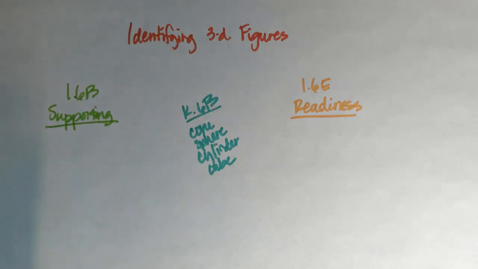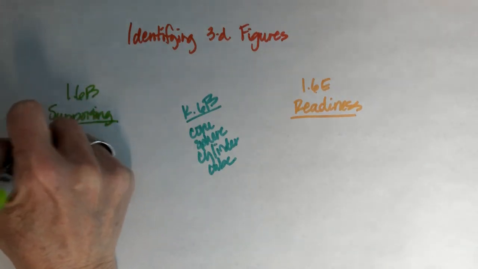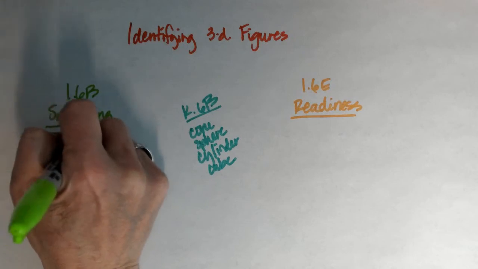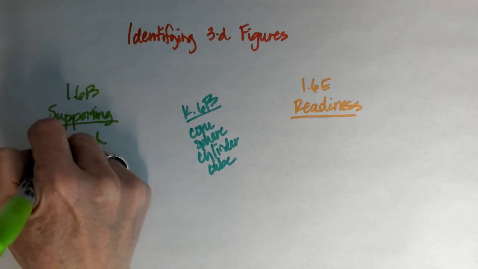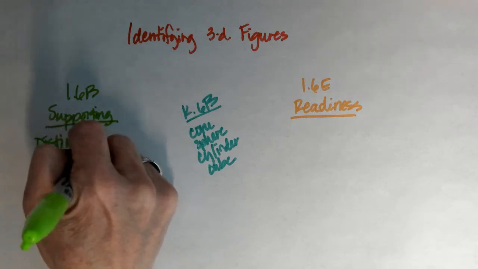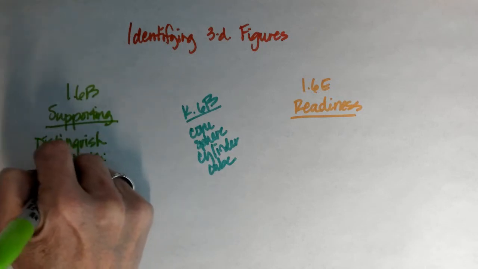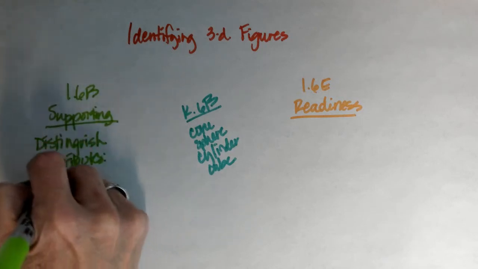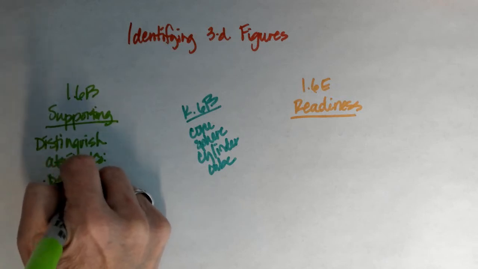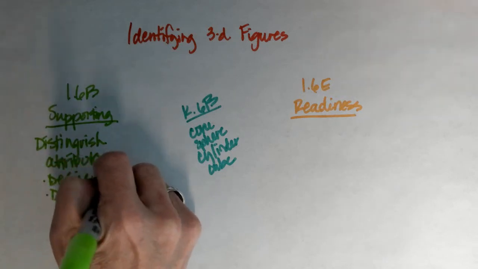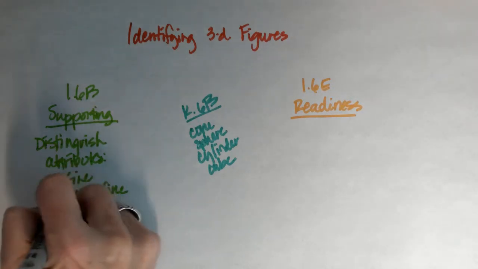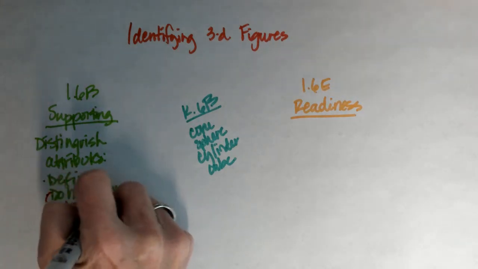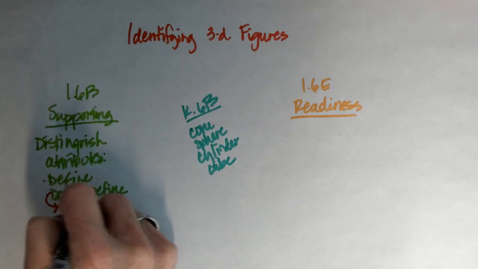So in 1.6b, our verb is distinguish. So what are we distinguishing? Well, this goes back to that same standard with the 2D figures. We're distinguishing attributes. And we're looking at ones that define and ones that do not define the shape. So we're going to remember that when we're talking about attributes that do not define the shape, we're talking about color, size, and orientation. They do not define the shape.